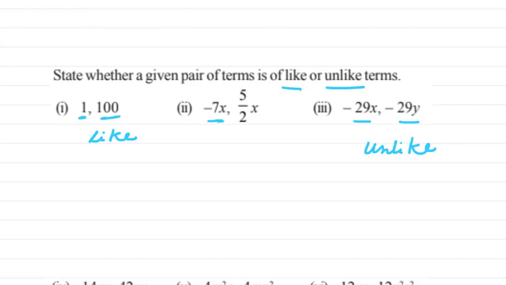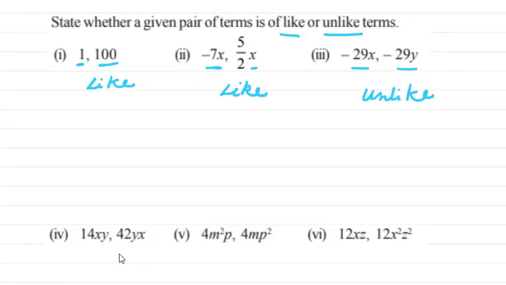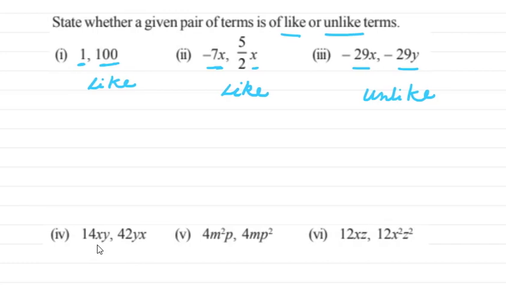Now let's see the second part. Here you can see the variables should be the same, then they will be like. Here both are x and x, so these two are like terms. You can see a few more. The fourth part is xy and yx. If you have xy or yx, both are the same, because in a product 1 into 2 is the same as 2 into 1, so product is commutative. So these two will be the same, so this is also a like term.